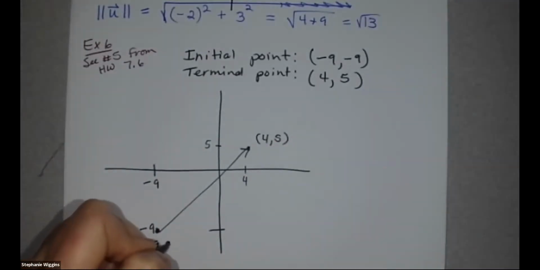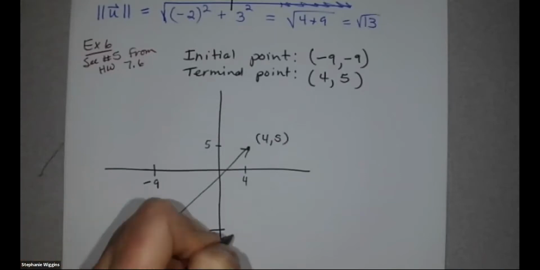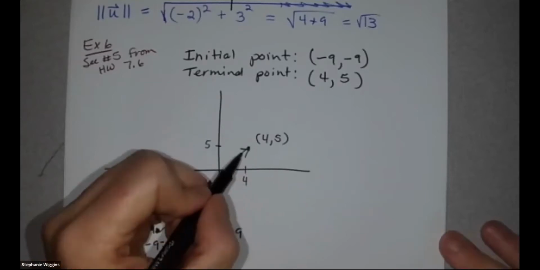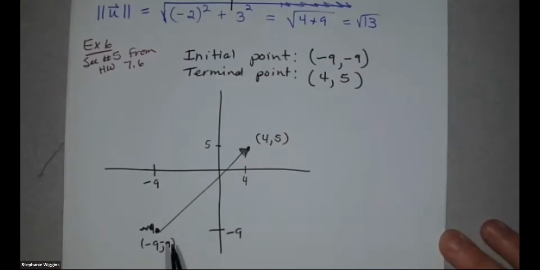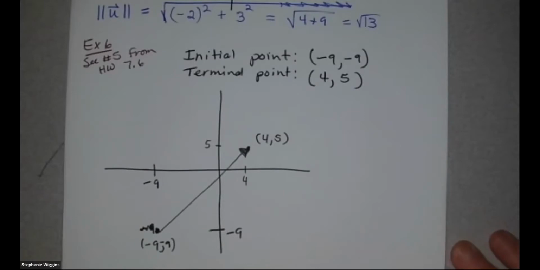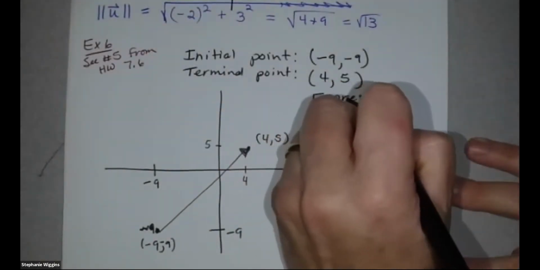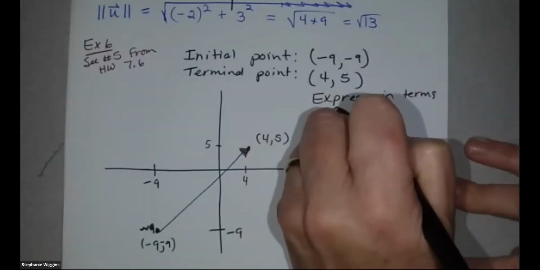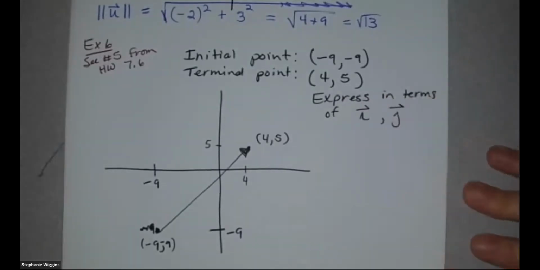I've got too many -9s over here. I didn't mean to write that there. I meant to write it over here. That's better. Okay, so here's our vector. And we are told that this is our initial point. So the arrow comes right at the terminal point. And so it has a certain direction. But we don't have to worry about the direction. We just want to express it in terms of your unit vectors i and j.